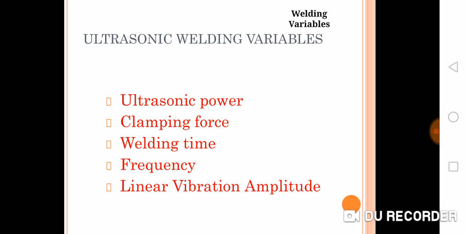Now, the variables controlling the process. For all the processes, there will be some process variables that directly influence the welding process. They are ultrasonic power, clamping force, welding time, frequency, and vibration amplitude. So in the case of ultrasonic welding, these are the 5 important process variables: the power, the clamping force, the welding time, frequency, and vibration amplitude.